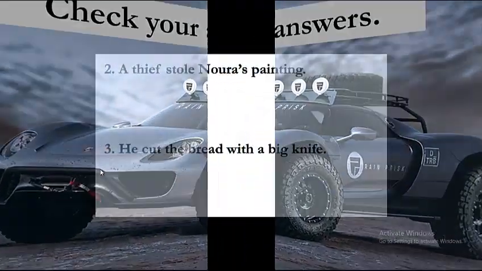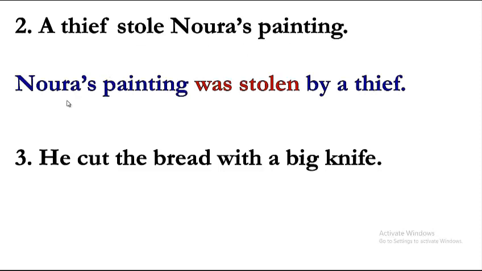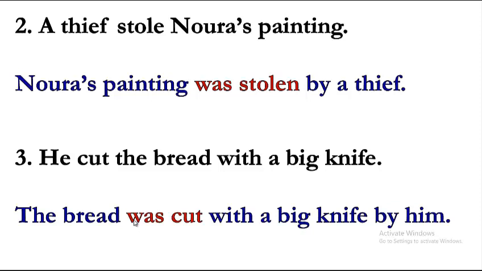After that, let's check your answers. Number 2, a thief stole Nora's painting. Excellent. Nora's painting was stolen by a thief. Number 3. He cut the bread with a big knife. What is the object? Start with the object followed by verb to be in the past, was or were, then the past participle. The bread was cut with a big knife by him.